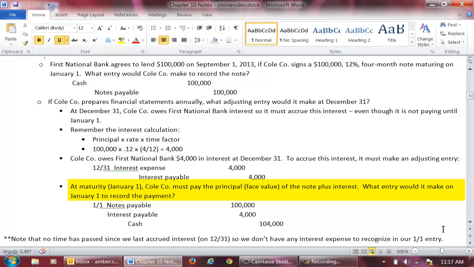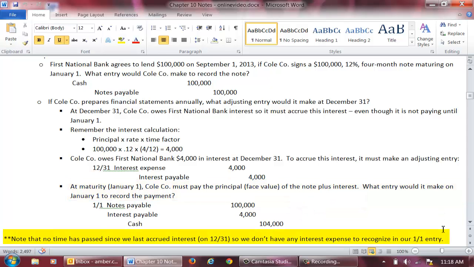The entry on January 1st would involve a debit to notes payable for the principal of $100,000 to remove the payable from the books, a debit to interest payable of $4,000 to remove the payable accrued on December 31st from the books, and a credit to cash for the total cash paid of $104,000. Because no time has passed since we last accrued interest, we do not have any interest expense to recognize in the current period. If the note was instead, say, a 5-month note, meaning the payment was due on February 1st, then Coal Company would incur interest during the month of January and would therefore recognize interest expense in this payment entry.